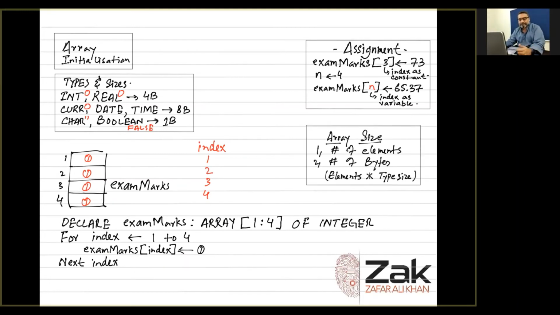Now, array size. The size of the array might be asked in two terms. Number one, how many elements are there? So that is very simple. You're going to count it. 1, 2, 3, 4. There are 4 elements in there.